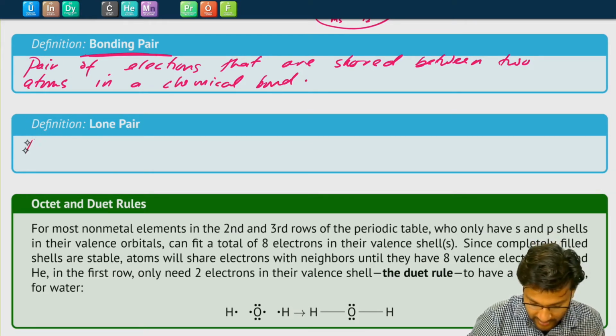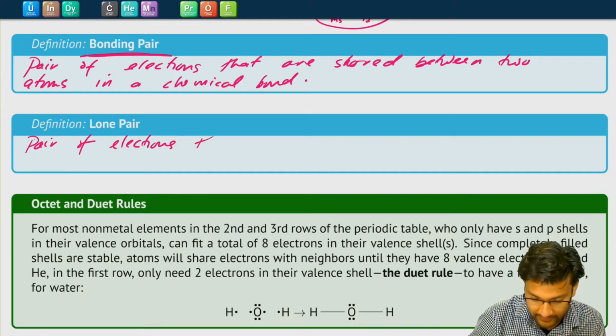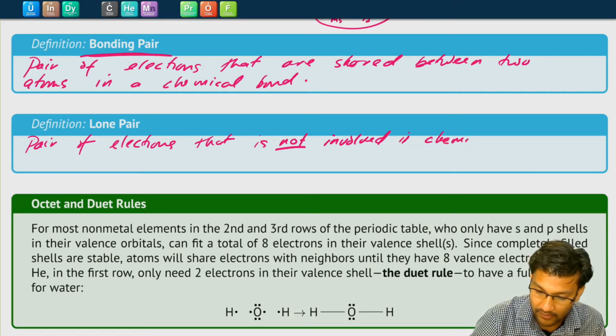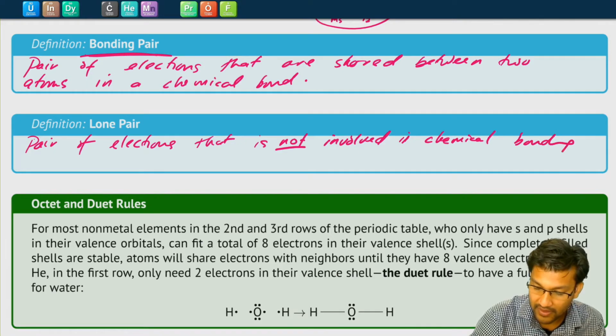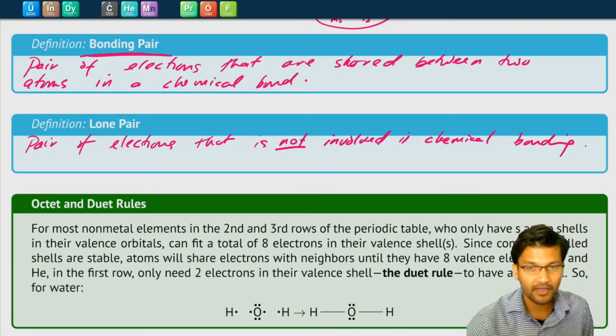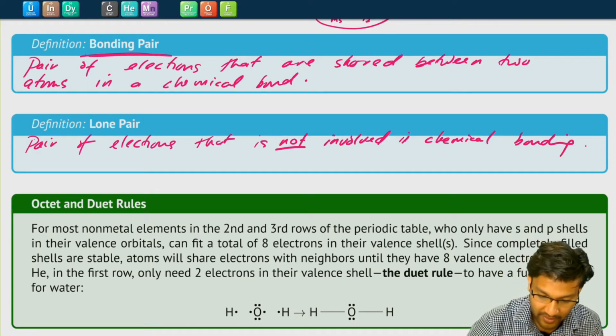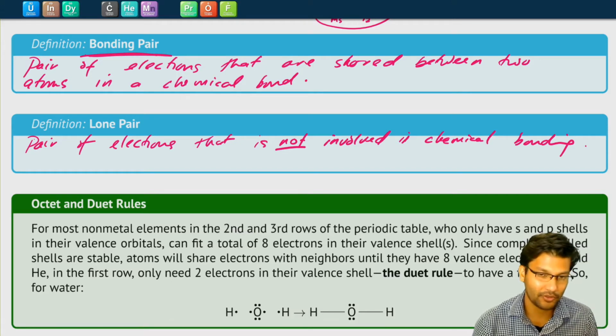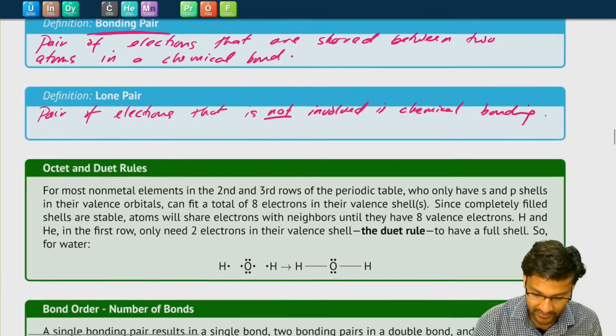that is not involved in chemical bonding. And when we draw our Lewis structures for these, we'll see what we mean. But if there's a pair of electrons that's involved in bonding, that's a bonding pair. If there's a pair of electrons that are not involved in bonding, that's a lone pair. That's how we refer to them.